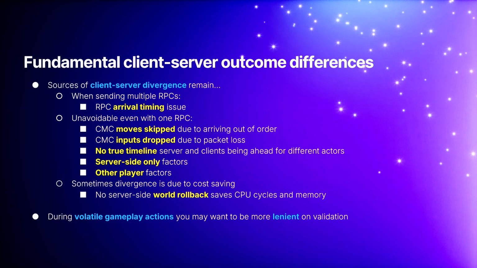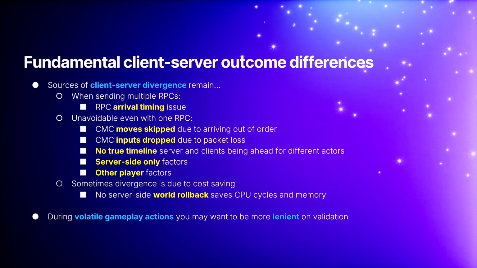Now, after you've applied those best practices to maximize your accuracy, maximize the odds of your client and server having the same outcome, then what you can do is to add some leniency to the correction triggering. Because even after you apply those best practices, some sources of divergence will remain. If you're using multiple RPCs, then you still have the RPC arrival timing issue. And even if you have only one RPC, CMC moves can be skipped due to moves arriving out of order on the server. So the server applies a large delta time.